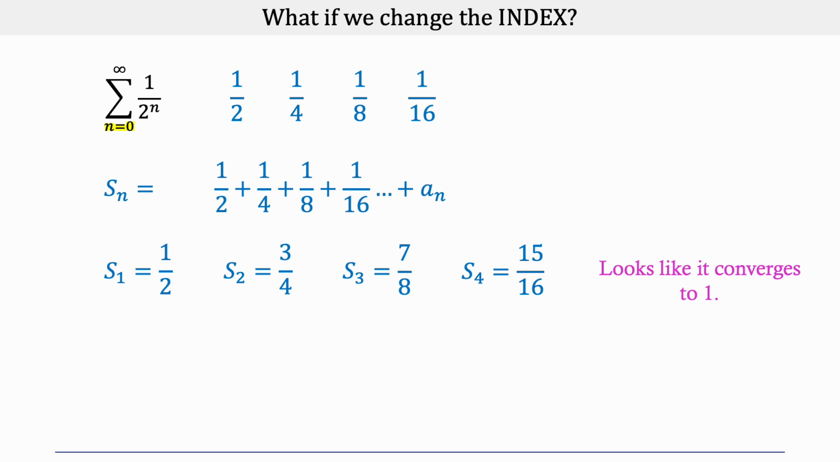Now, for this one, what if we change the index? Instead of it starting at n equals 1, let's start it at n equals 0. So 1 over 2 to the 0, that's 1. So that means we need to put a 1 here in front of our infinite series, which means each of our partial sums would have an extra 1 tacked onto it. So instead of this series perhaps converging to 1, this series would maybe converge to 2. So it's still converged, it's just the value of the sum of the series that changes when you mess with the index.